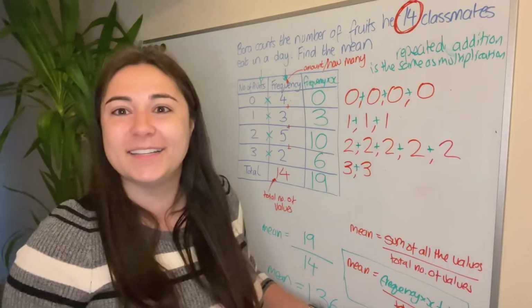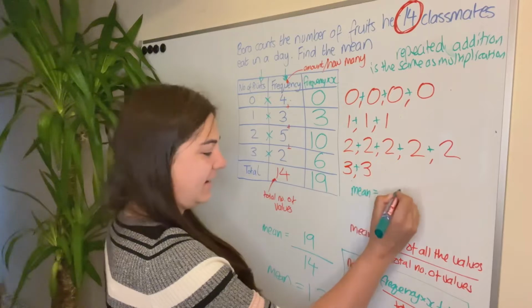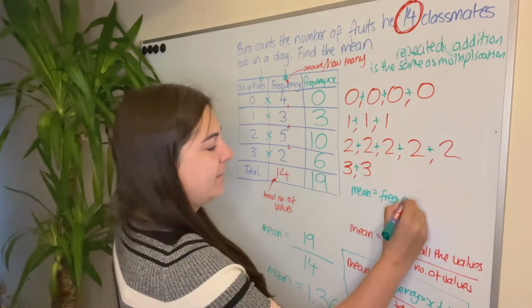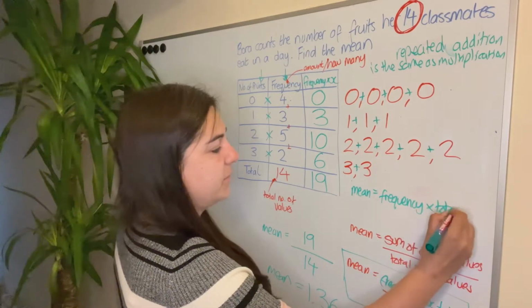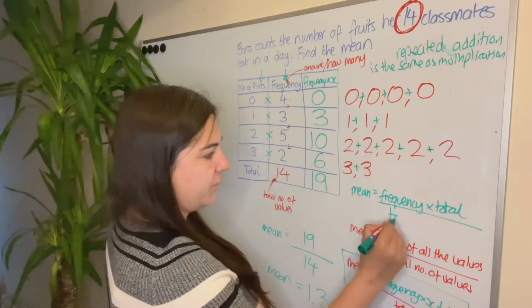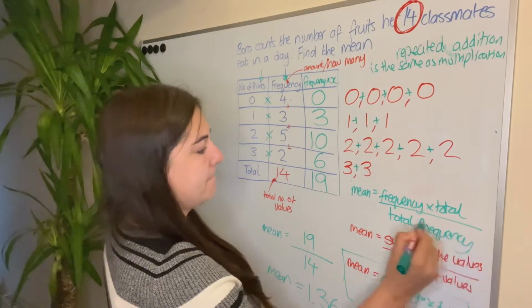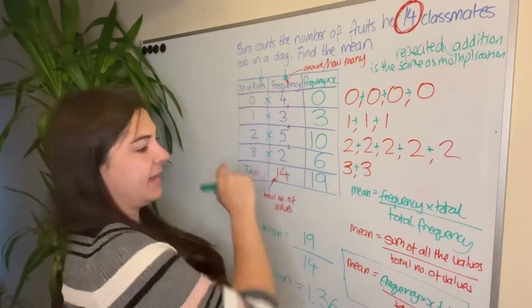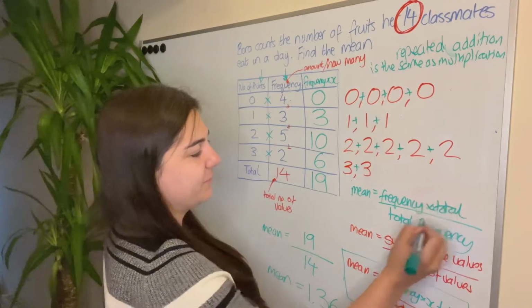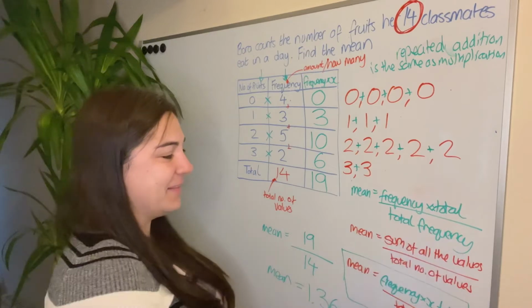And I've just seen that you can't see that properly, so let me just write that up again. So the mean is the frequency times by x total divided by the total frequency. Yeah, so the frequency times by x total divided by the total frequency.